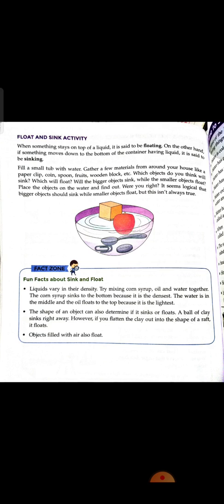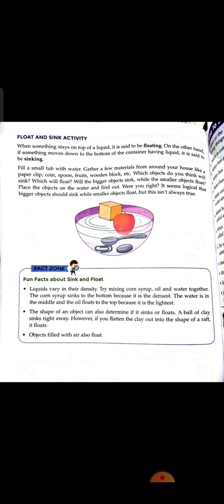If something is on top of a liquid, it is said to be floating. Now what is floating? When something does not sink into the water, does not go below the water level, it is called a floating object. On the other hand, if something moves down to the bottom of the container having liquid, it is said to be sinking. Very important, you must read this paragraph carefully, that is floating and sinking.